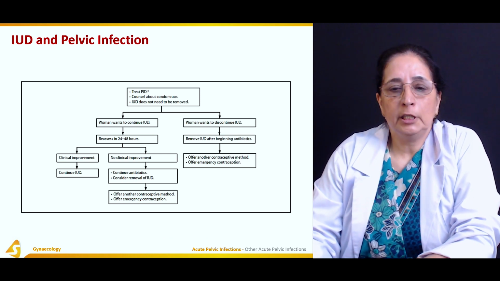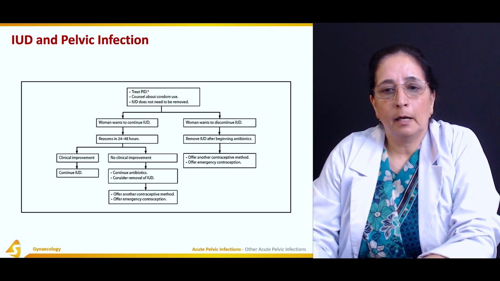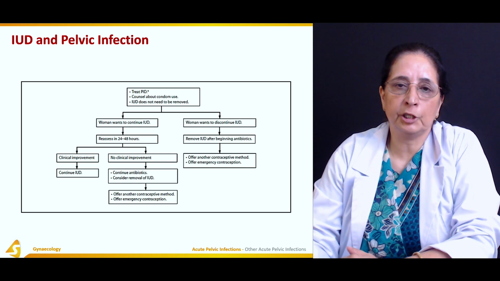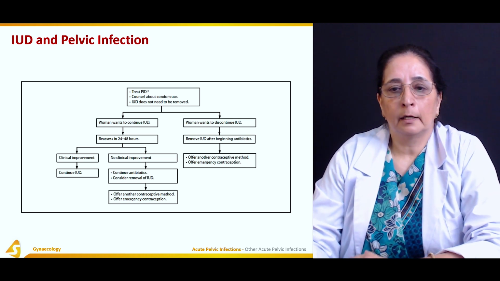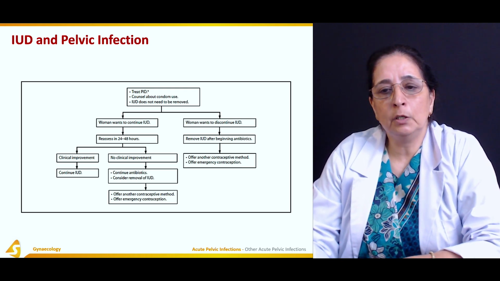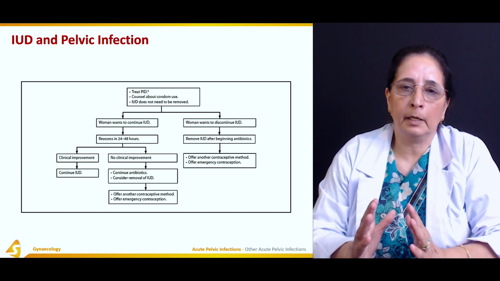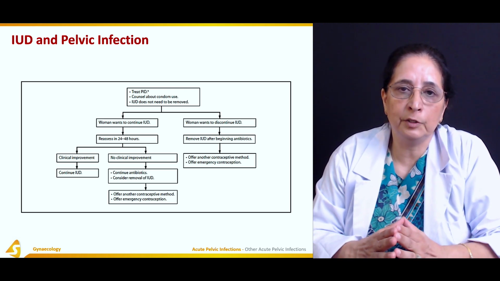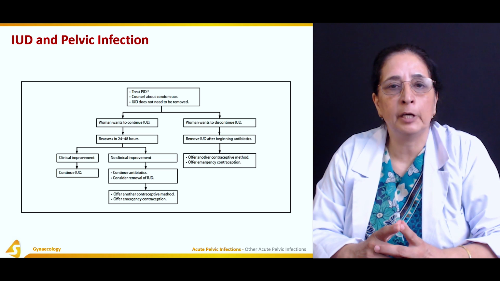Next, IUD and pelvic inflammatory disease, and how they can be managed. Treat the pelvic inflammatory disease associated with the IUD, and counsel the patient that they should use some other method of contraception like condoms. The IUD does not necessarily need to be removed if the woman wants to continue it. So we divide the patients into two groups: one who wants to continue the IUD and ones who don't want to continue. How do we manage these two groups of patients?